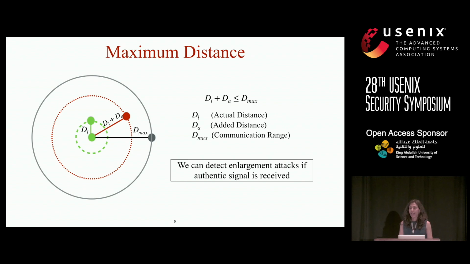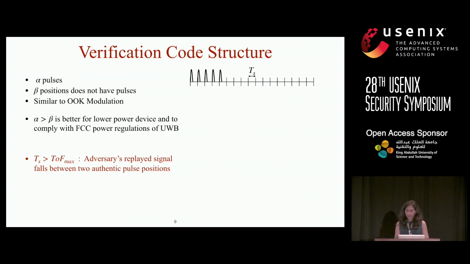And now the attacker has to prevent this reception. Like, if the signal was generated by just on-off keying modulation, it wasn't enough. So how do we generate this code which can be used to prevent distance enlargement attack? Here we show a code structure.